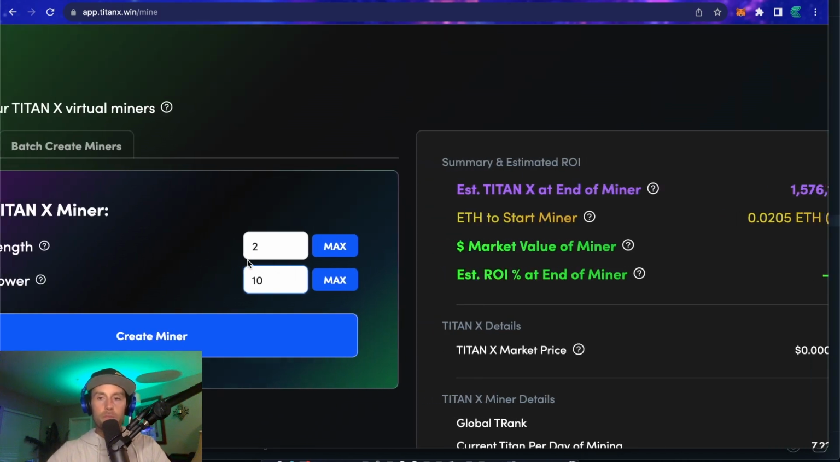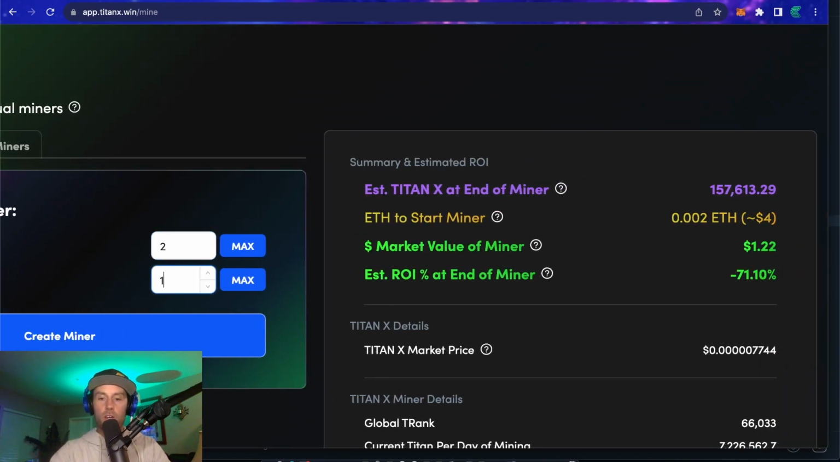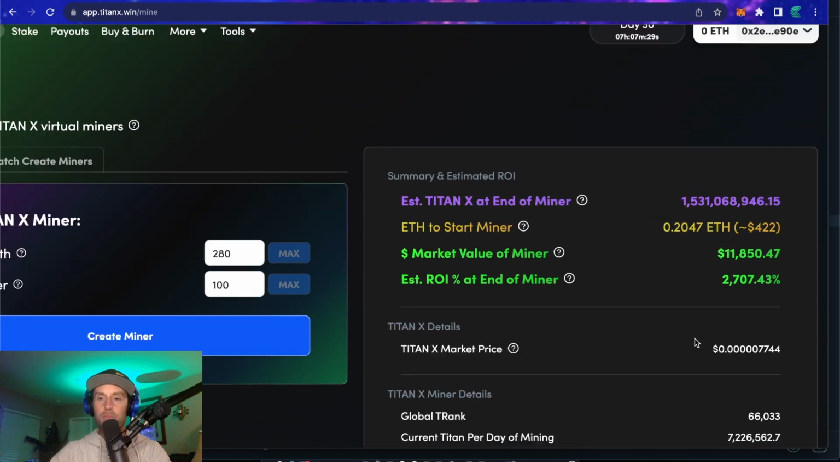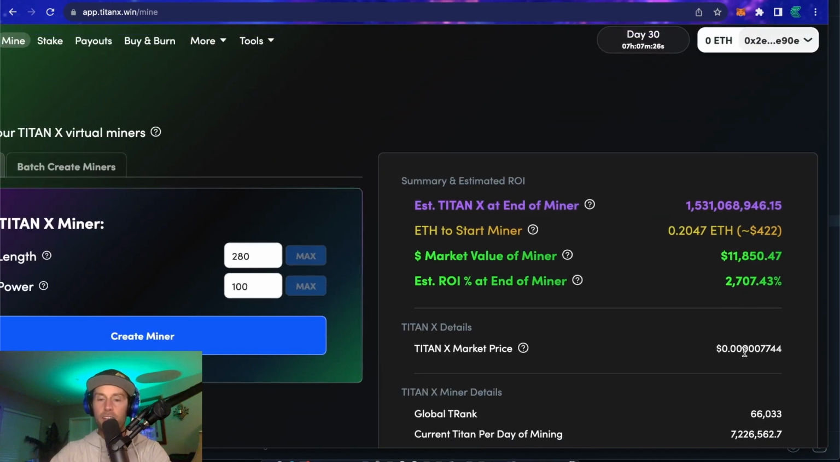Now, what you're also going to see here is if I go, let's make this 100, and let's say I did this as a 280 day, what you're going to see here is there's a crazy ROI. It says 2,700%, value of the miner is 11,850. What this means is that if the market price of Titan were to be the same today as it will be in 280 days, you would see this ROI.